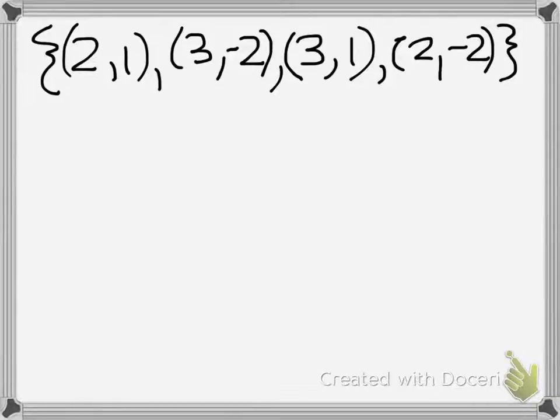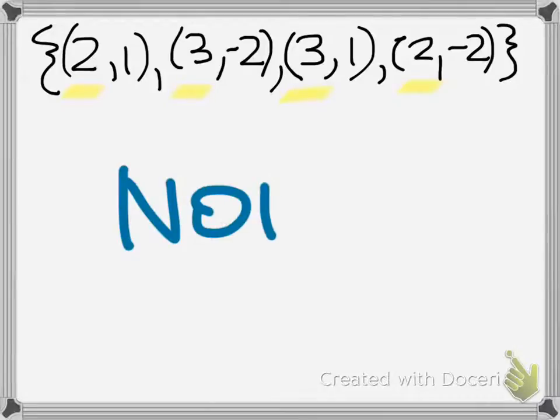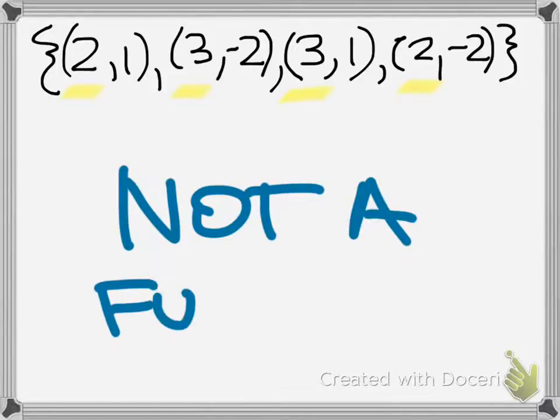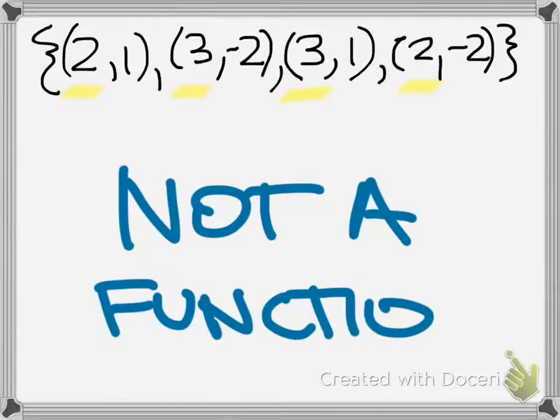So if you look at the x-coordinates, you have 2, you have a 3, then you have another 3, and another 2. So both the 2 and the 3 repeat, which means this would not be a function. Because each x value does not have only one output, or each input does not have only one output. Each input has more than one output.